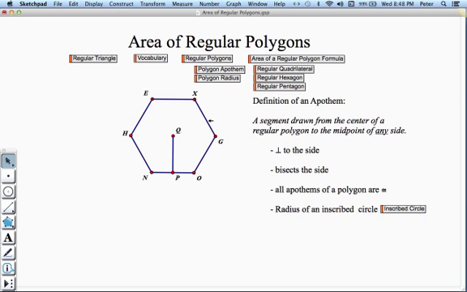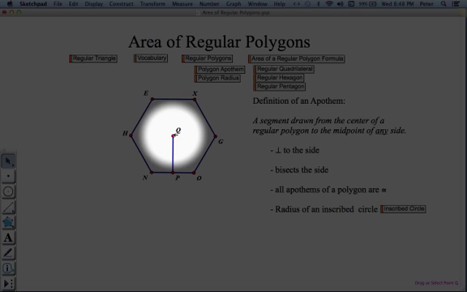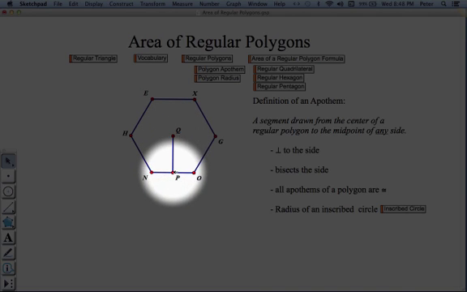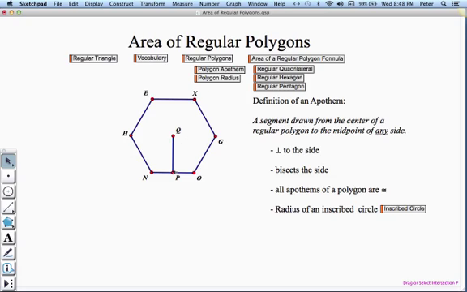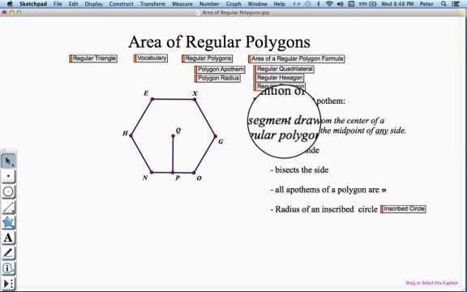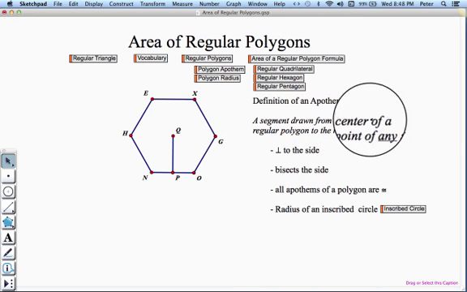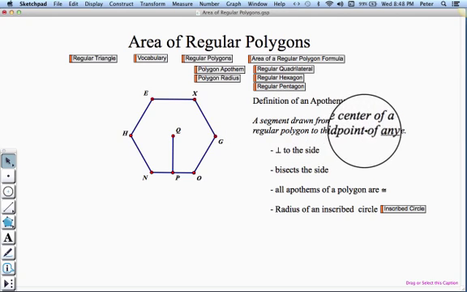An apothem is a segment drawn from the center of a regular polygon, and only a regular polygon. Non-regular polygons do not have apothems, but it's drawn from the center to the midpoint of the opposite side. So that's the definition of an apothem, and you'll want to have this memorized, or certainly in your notes. A segment drawn from the center of a regular polygon to the midpoint of any side. It's going to be perpendicular to the side. That's one of the important properties.